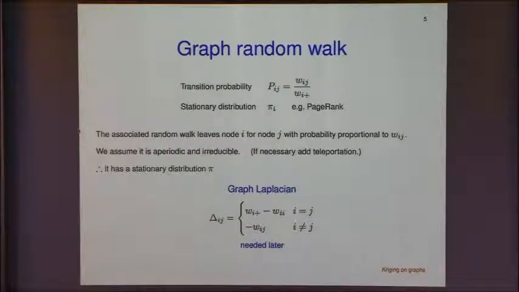So here's a graph random walk. Given those edge weights, we can make a transition. We can make a Markov chain with a transition matrix. That transition matrix will have a stationary distribution. We may have to add teleportation to make that happen, but we'll suppose that there's a stationary distribution, famously called PageRank now. An important object we need to use is the graph Laplacian. The graph Laplacian, it's the out degree of i minus the diagonal. This is what you get along the diagonal, and then you get this on the off diagonals.